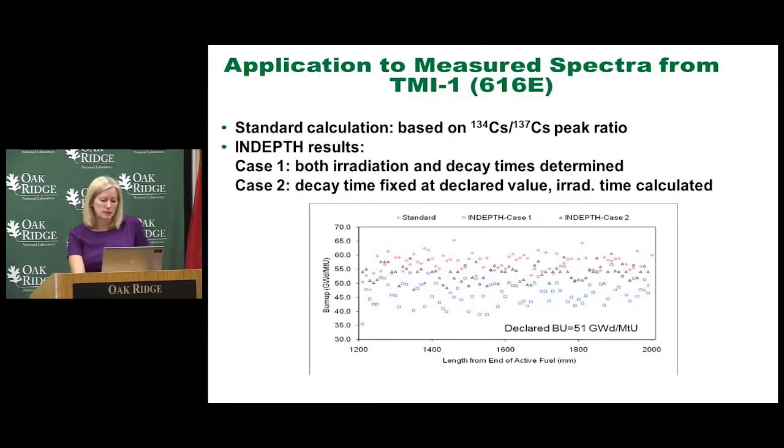So we use these inverse calculations to try and backtrack and determine the burnup. Here, using cesium ratios in the red, and then in-depth inverse code here, case 1, where we're trying to determine both the irradiation and the decay time. And then in black, we're just trying to determine the irradiation time. So we're getting fairly close with those inverse calculations.